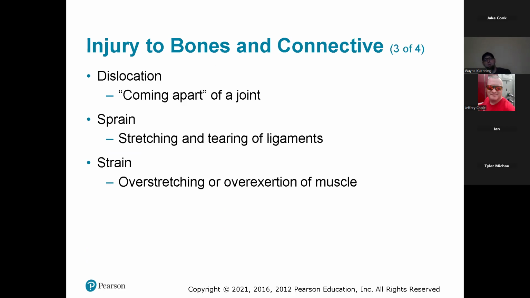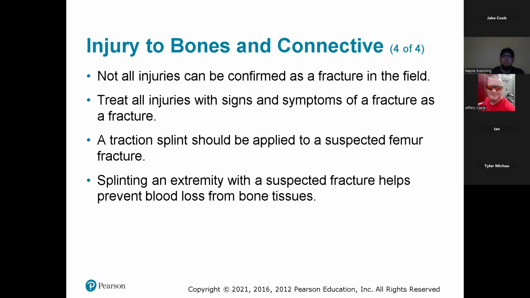Dislocation is a coming apart of the joint. A sprain is a stretching or tearing of ligaments. A strain is an overstretching or overexertion of muscles.